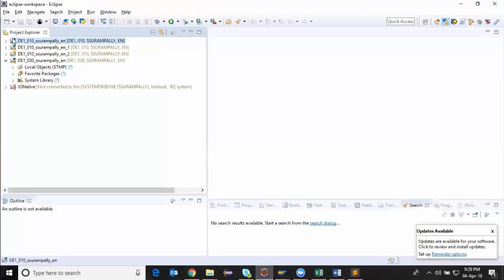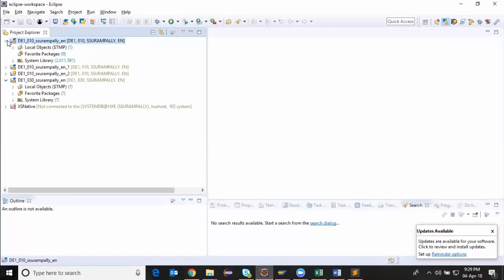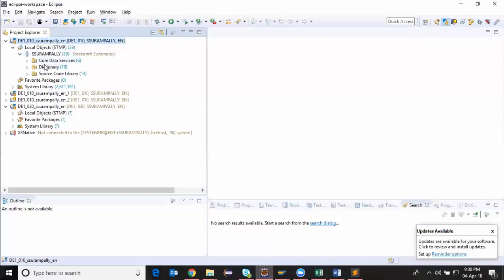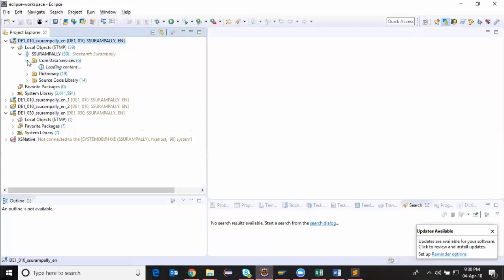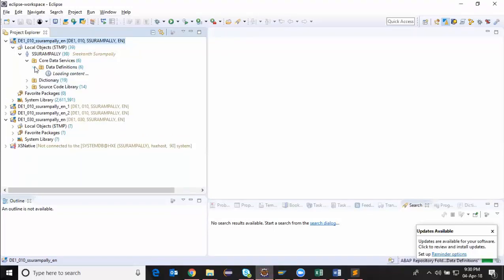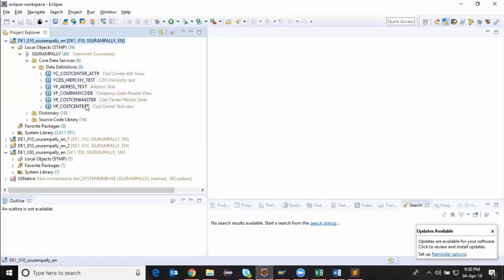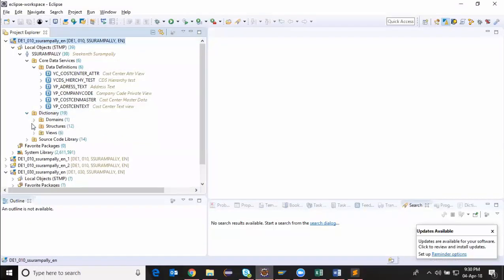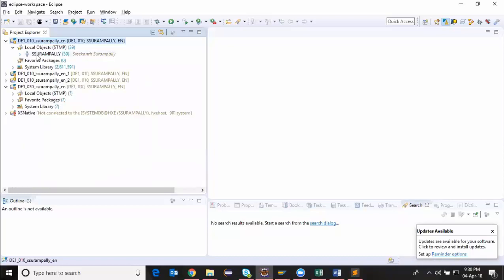And coming back to your system here, you have all your local objects created. I'm going to create all my local objects in this one. I have some core data services being created here, and then I'll build all my examples in this particular place. It's going to be data definitions, and you can also create a data dictionary, which is your SE11 data dictionary for tables and so on. So this is all what I'm going to build as a customization.